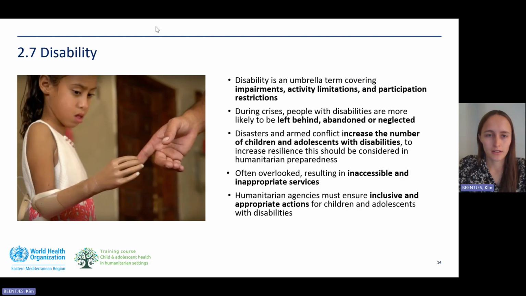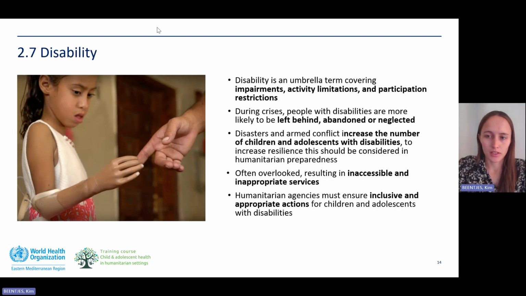Then the next part is on disability. This is separate from the chronic conditions that we already discussed, and here we will focus on the disability inclusive approach in humanitarian settings. So disability is an umbrella term that covers impairments, activity limitations, and participation restrictions. And during crisis, people with disabilities are more likely to be left behind, abandoned, or neglected.